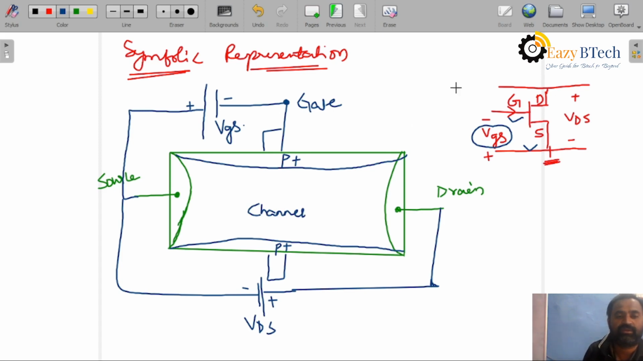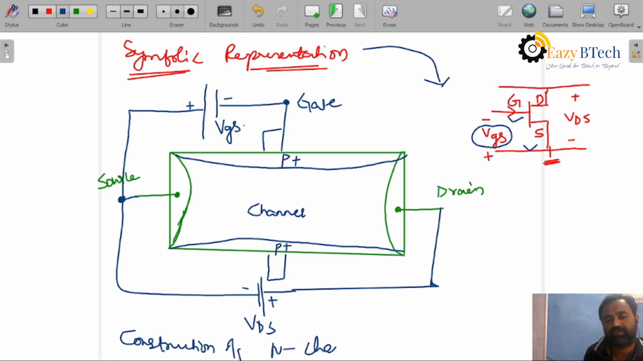Now you can see what happens in this operation. This is a basic construction, a representation, just the construction of an N channel JFET.